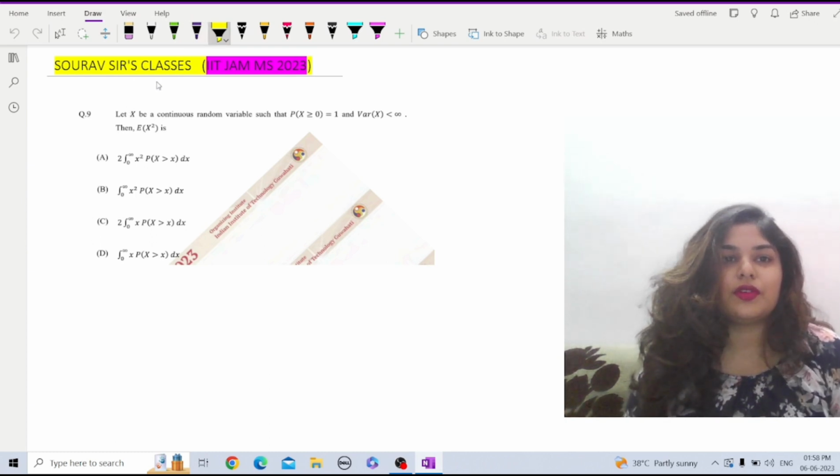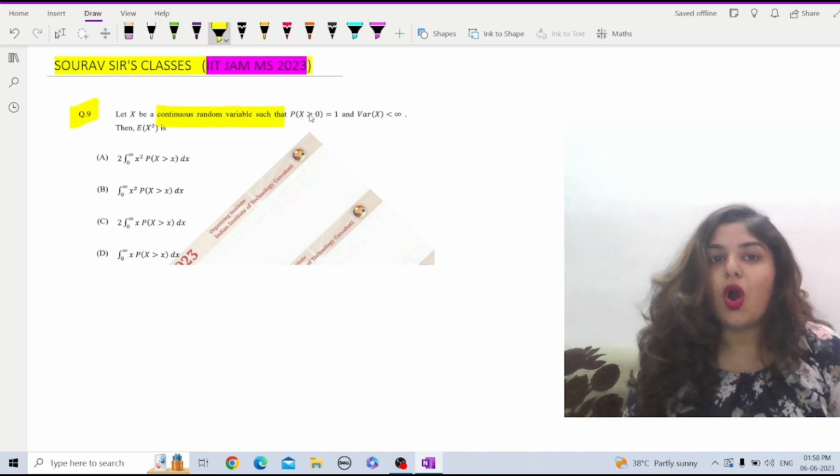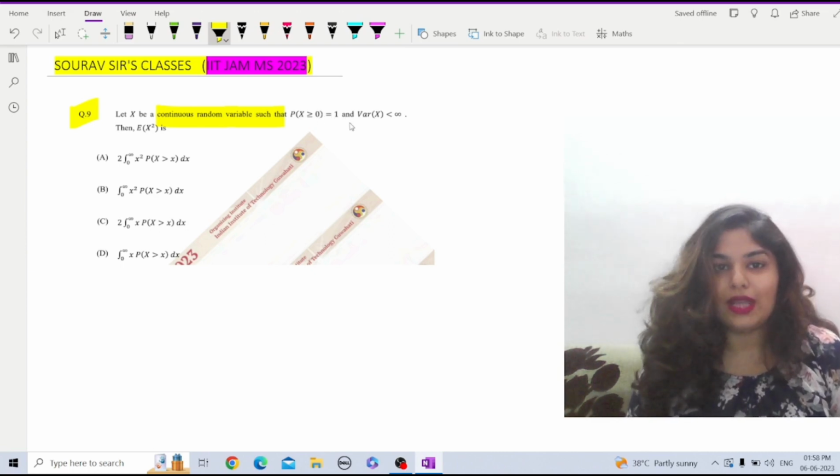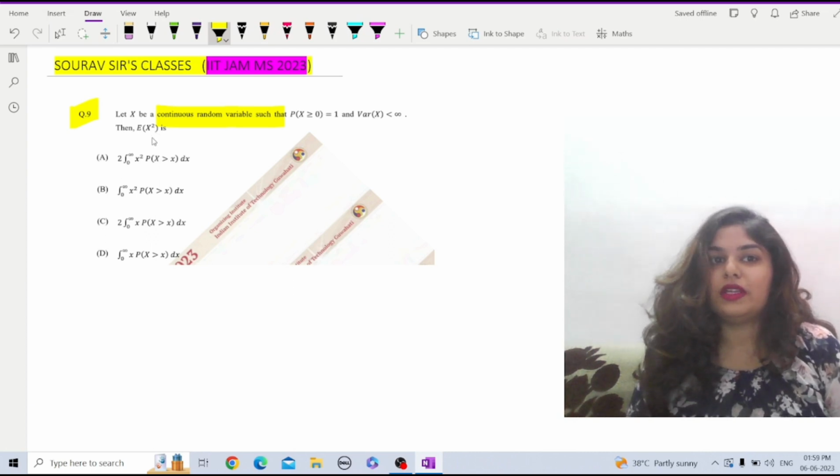So here in front of you is question number 9, and it is given that let X be a continuous random variable such that the probability of X being non-negative, that is X greater than or equal to 0, is equal to 1, and variance of X is less than infinity. Then what should be the value of E of X square?